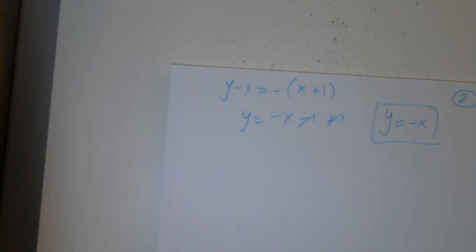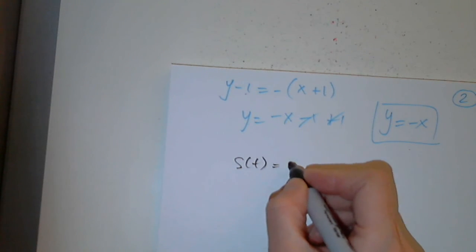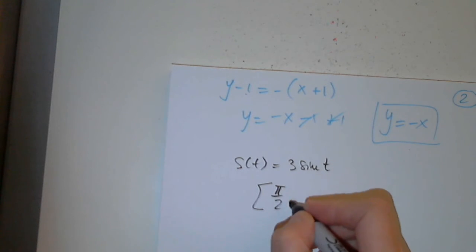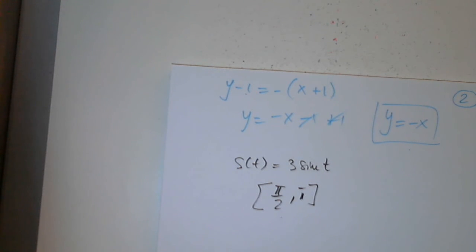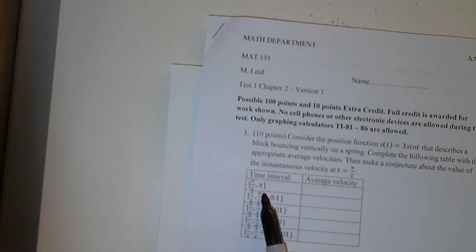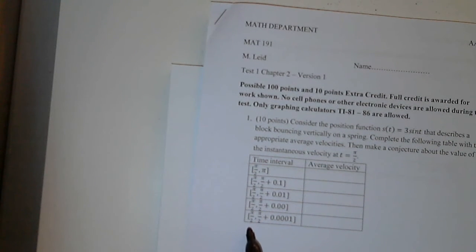So in number 1, we are given s of t, which is 3 sine t. It says complete the following table with the appropriate average velocities. So we're given the function and we're asked to find the average velocity between pi over 2 and pi, and then as you see, everything gets closer and closer to pi over 2. So the interval pi over 2 to pi, then pi over 2 to pi over 2 plus 0.1, and then pi over 2 to pi over 2 plus 0.01. We're getting closer and closer to pi over 2.